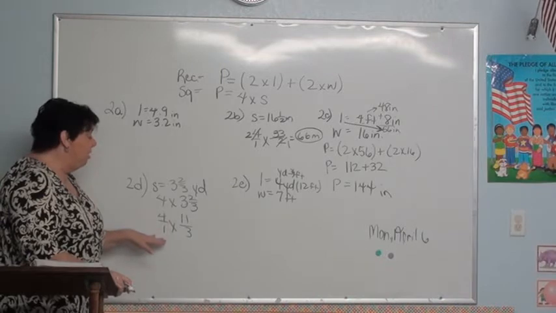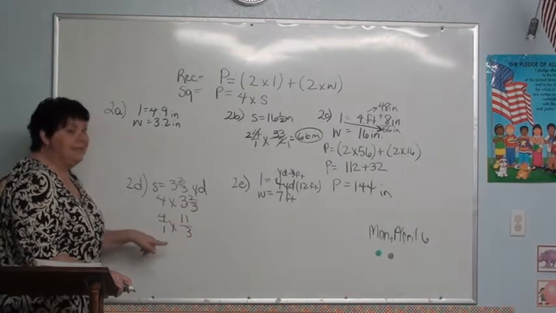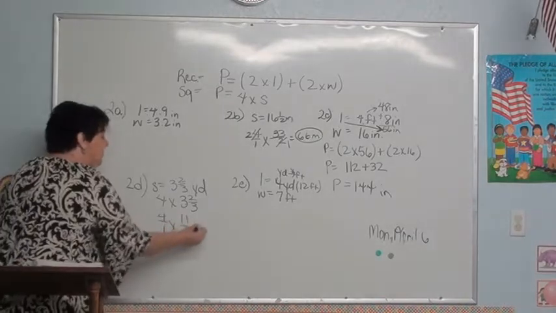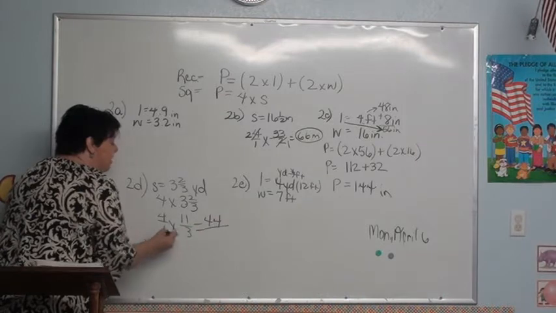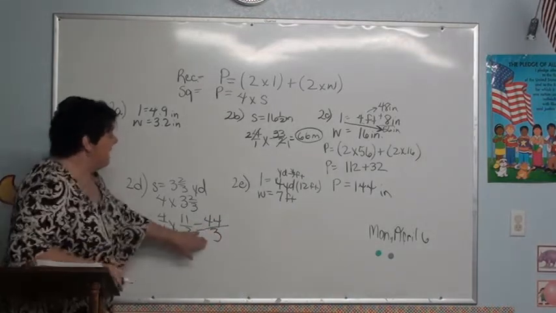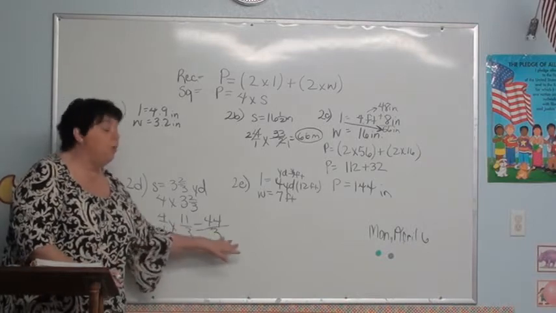Now we have 4 over 1 times 11 over 3. You can't cancel any of this out. So we're just going to simply multiply. 4 times 11, we all know, is 44, and 1 times 3 is 3. Now we have our answer as an improper fraction. We have 44 over 3.